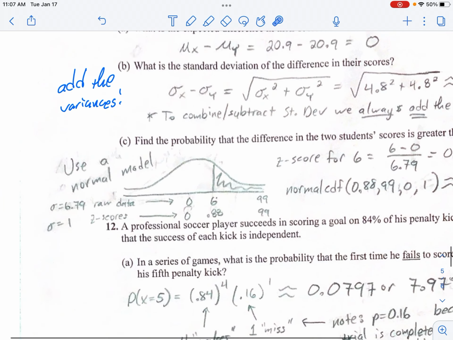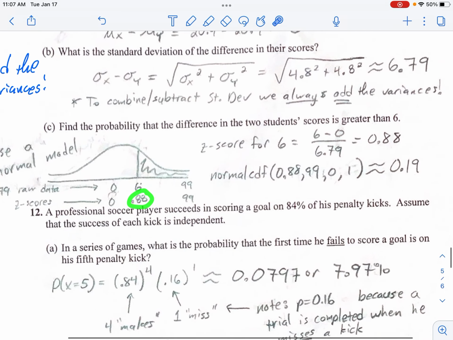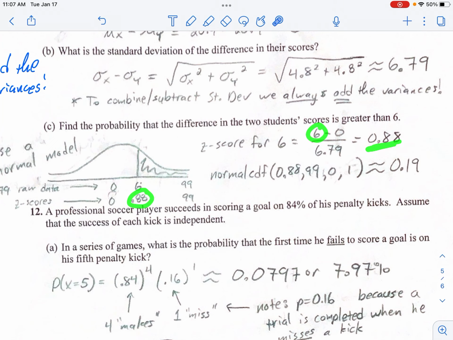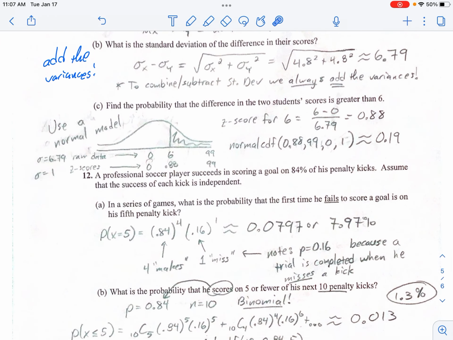Okay, so here I have the raw data. Their average difference is 0, 6 or greater, okay, and here I did it with z-scores. Your z-score average is 0 in the middle. The z-score for 6 is 0.88. And then I would do the normal CDF button. What I've shown here would be using the bottom row, the z-score row. And you get about 19%. For my upper boundary, I just put 99. Lower boundary, the z-score of 0.88, upper boundary 99.